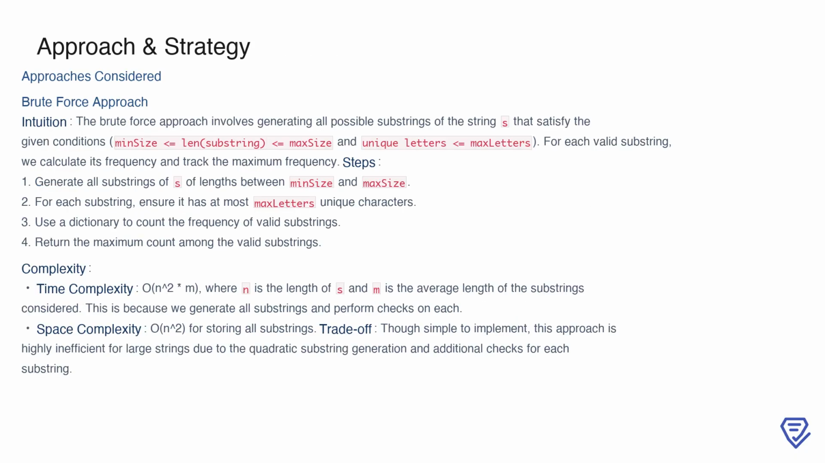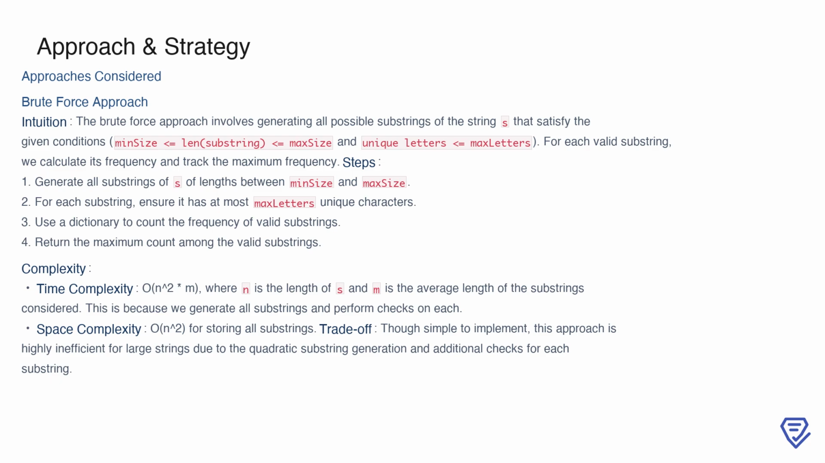To solve this problem, we can start by considering the brute force approach. The intuition here is straightforward. We generate all possible substrings of the input string S that satisfy the constraints provided. Specifically, the substrings must fall within the size range of min size to max size and should contain no more than max letters unique characters. Once we have these valid substrings, we count their frequencies and determine the one that appears most often.